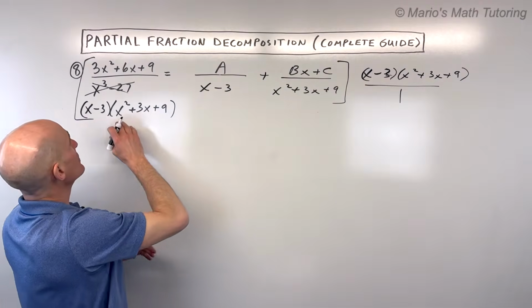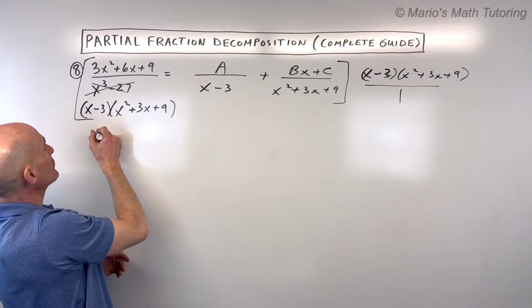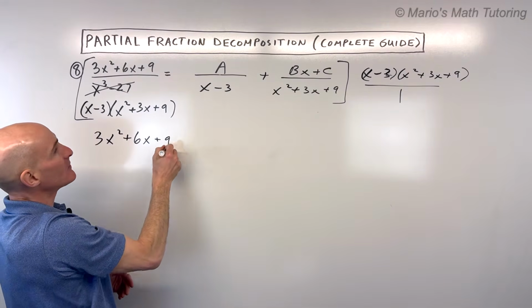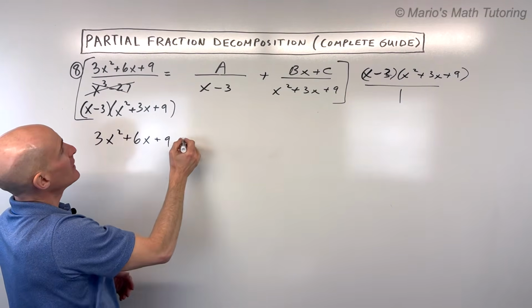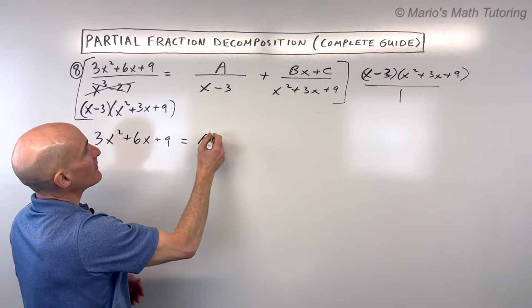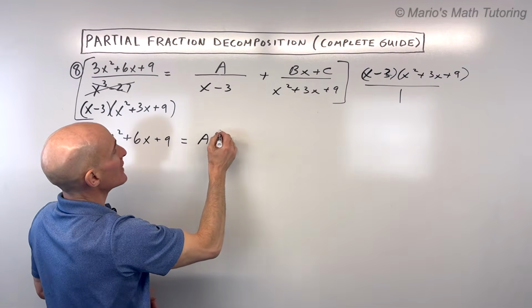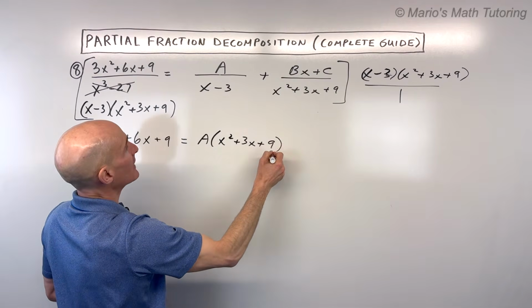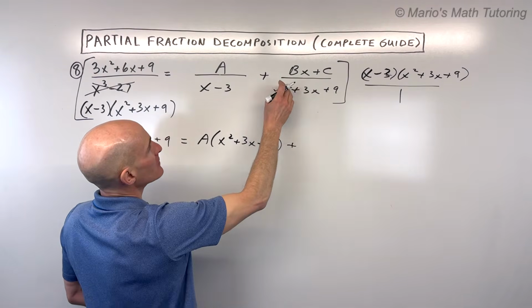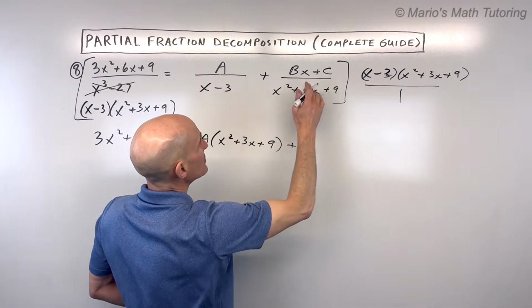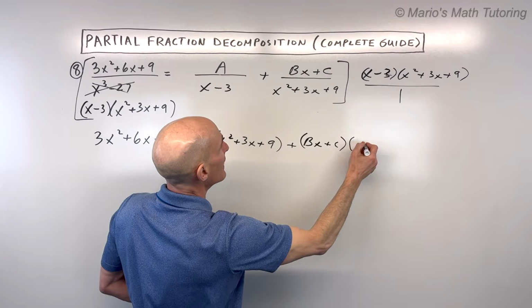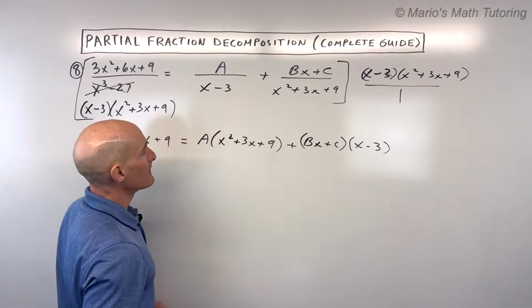Okay, so when we do that, these guys are going to cancel. We're going to be left with 3x squared plus 6x plus 9. Okay, here we're left with a. The x minus 3's are going to cancel, so we're going to have a times x squared plus 3x plus 9. And over here, the x squared plus 3x plus 9's are going to cancel, and we're going to have bx plus c times x minus 3.